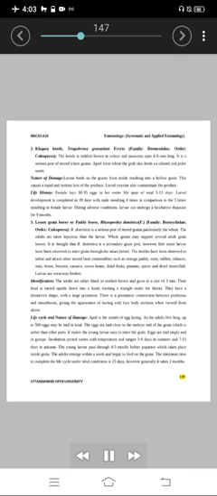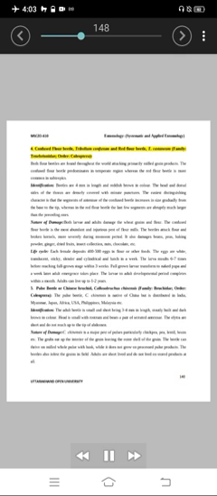4. Confused flower beetle, Tribolium confusum and red flower beetle, T. castaneum, family Tenebrionidae, order Coleoptera. Both flower beetles are found throughout the world, attacking primarily milled grain products. The confused flower beetle predominates in temperate regions, whereas the red flower beetle is more common in subtropics.